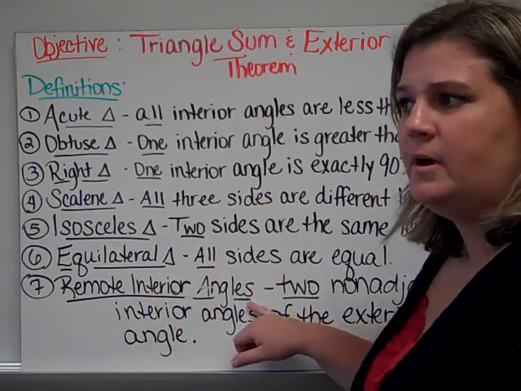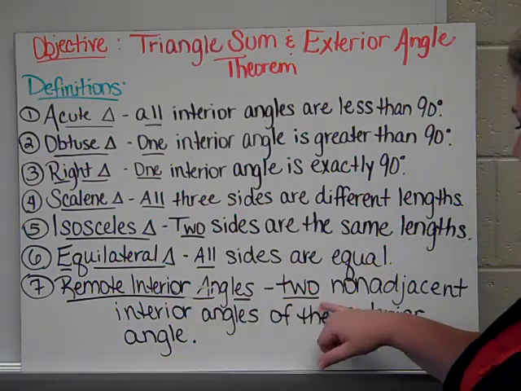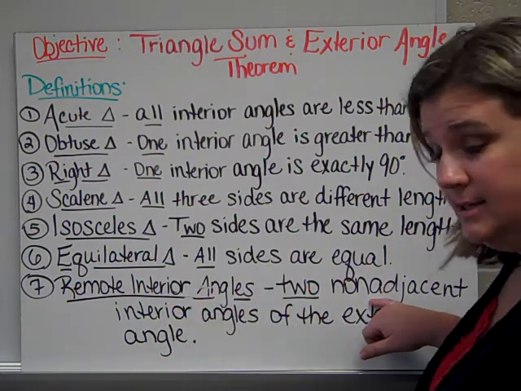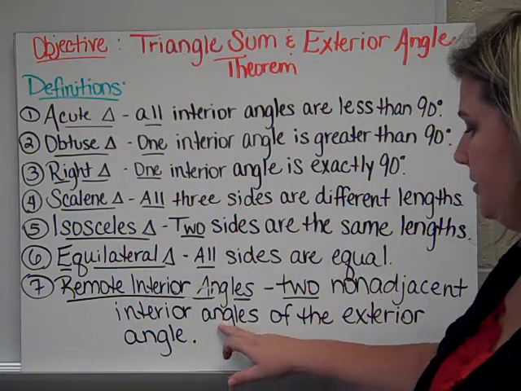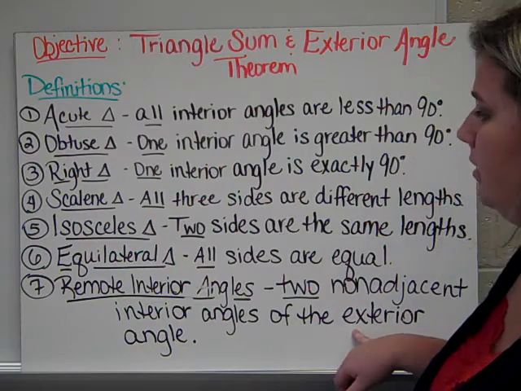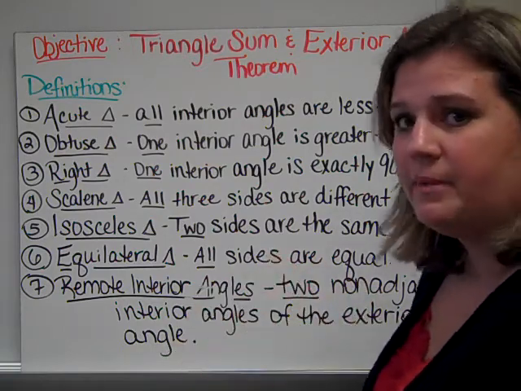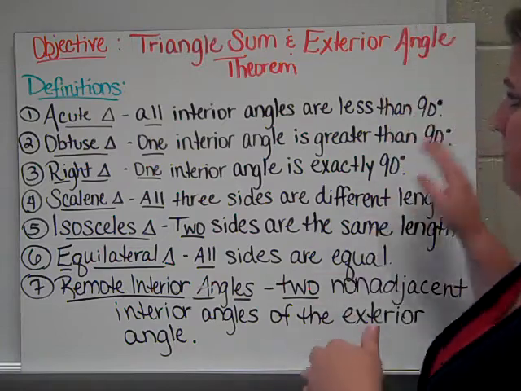All right, remote interior angles. This is a different word. You probably haven't seen this one before. Remote interior angles: the two non-adjacent interior angles of the exterior angle. Don't worry about that. We'll get through it when we look at the diagram on some practice examples.